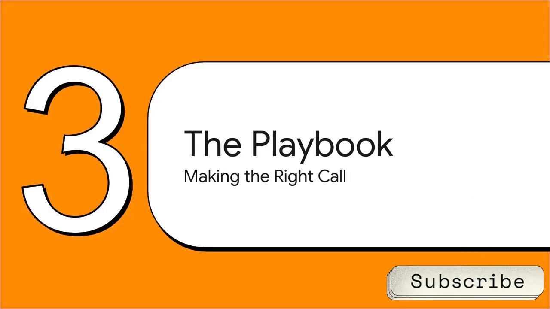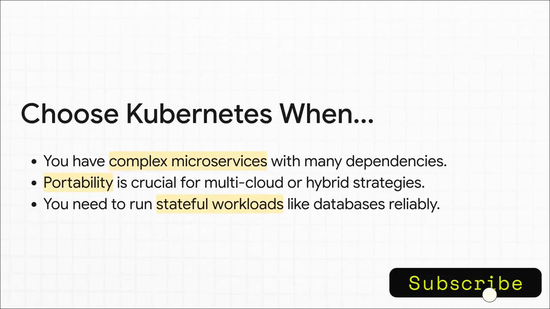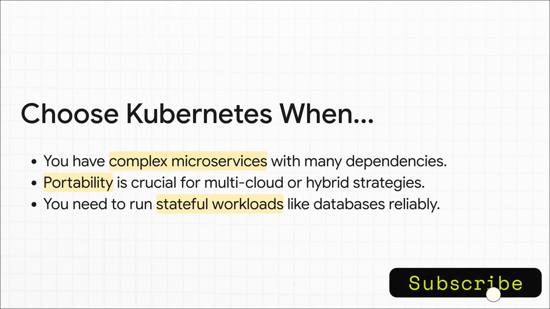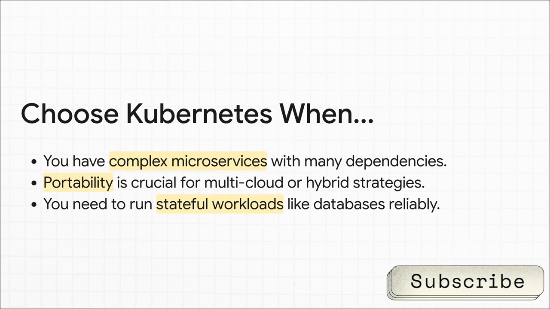So with that framework in our back pocket, let's get tactical. Let's build a playbook. When exactly should you reach for one over the other? You're going to want to go with Kubernetes when you're dealing with really complex microservice architectures. Lots of little services that all need to talk to each other reliably. It's also your go-to if portability is a big deal. If you want to avoid being locked into one cloud provider and maybe run on-prem too, Kubernetes is the undisputed champ. And finally, if you have stateful workloads, think databases that absolutely cannot lose data, Kubernetes has features built specifically for that.